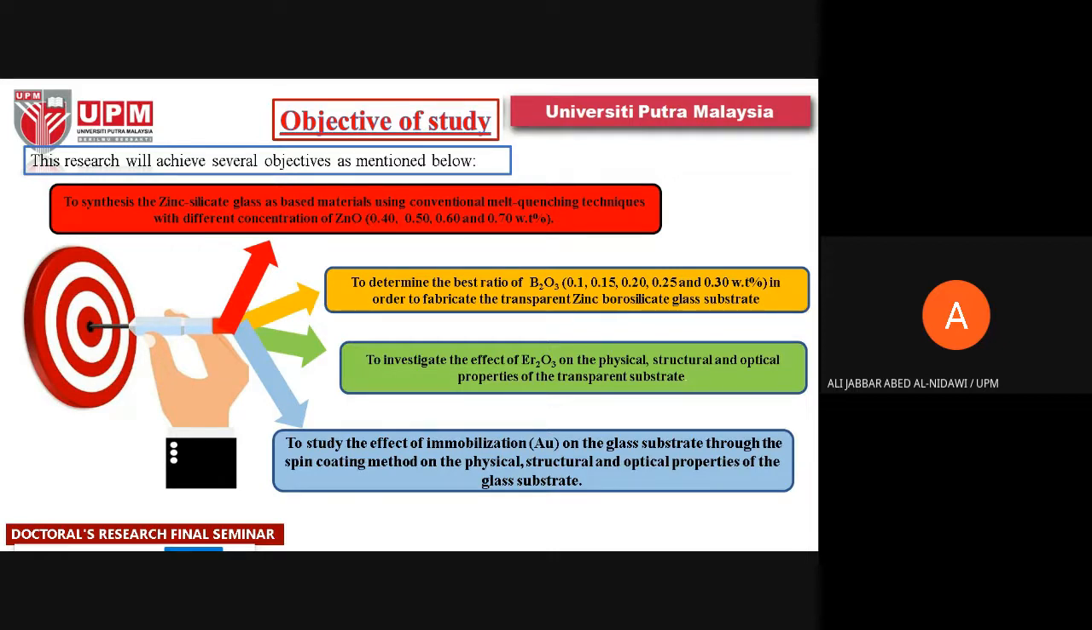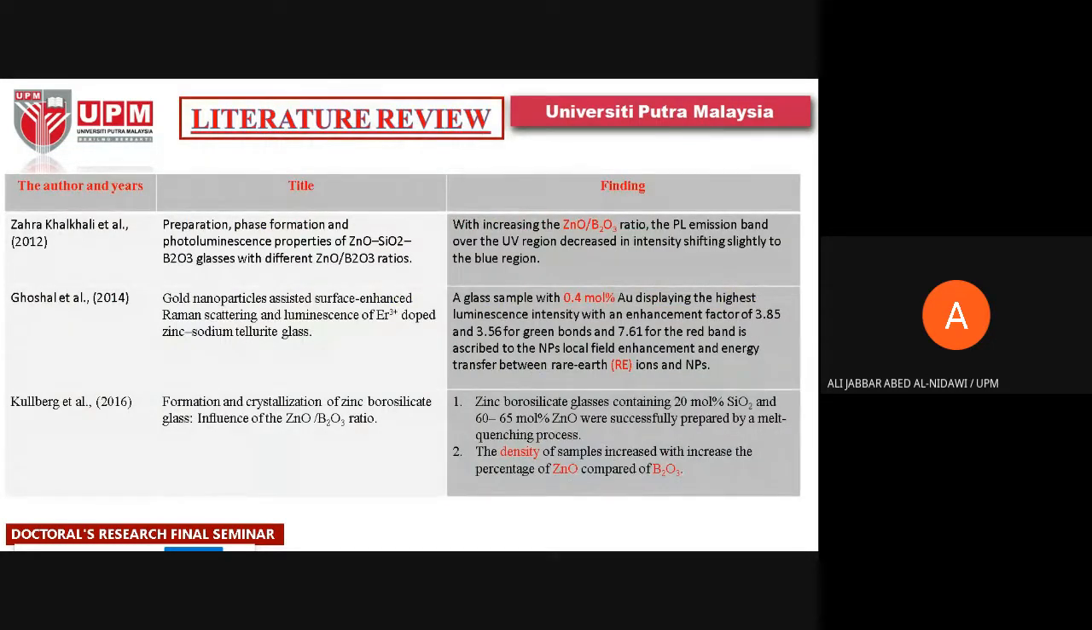Objective number 4: to study the effect of gold nanoparticle coating on the surface of the glass substrate by using the spin coating method, and to study the physical, structural, and optical properties of the glass substrate. In the literature review, Zihra et al. 2012 studied the preparation and photoluminescence properties of glass made by the melt-quenching method, finding that with increasing zinc silicate compared with the boron oxide ratio, the PL emission band over the UV region decreased in intensity and shifted slightly to the blue region.